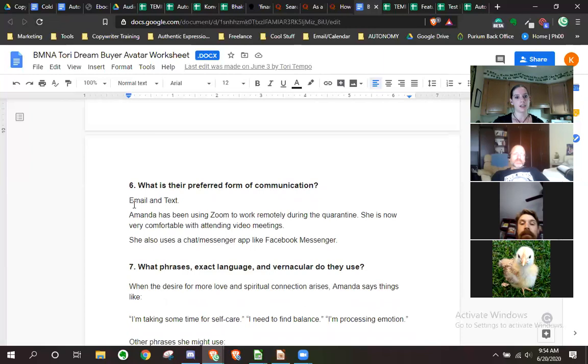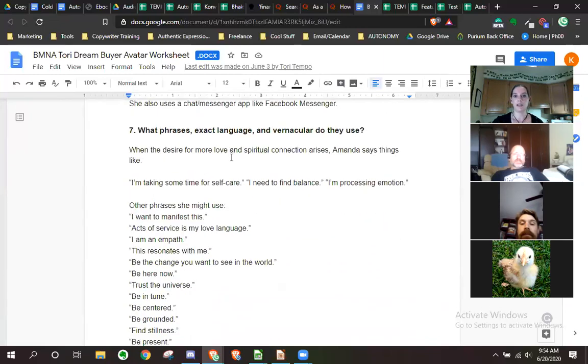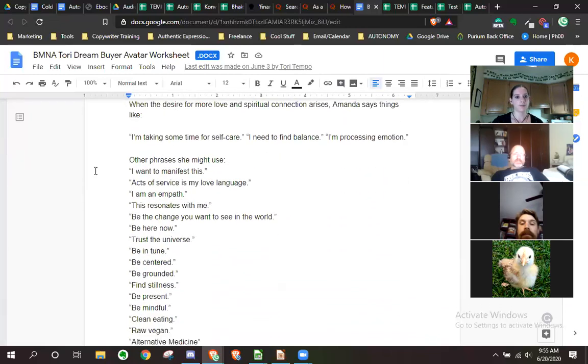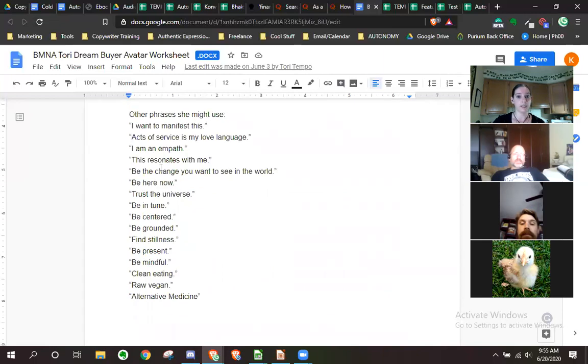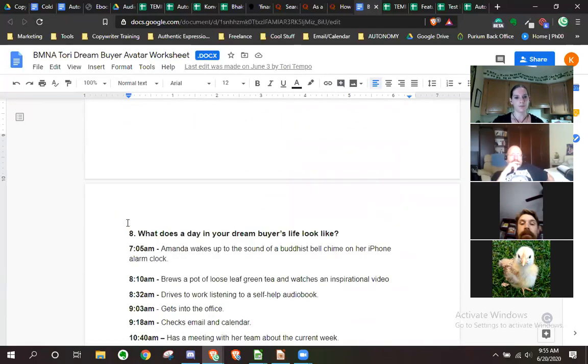Preferred form of communication: email and text, phrases and exact language. And so, I want to manifest this. Acts of service is my love language. These are all really great, and when you think about this potential person, absolutely, this is definitely the language that they're going to be using.